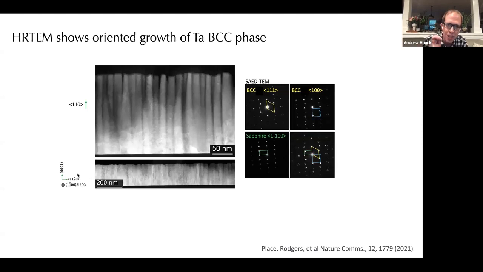It turns out that tantalum is not something that's easy to grow in its normal crystalline phase. So in bulk, tantalum is a BCC crystal, but if you grow it in thin film, it forms a hexagonal phase, which has much worse superconducting properties. But if you deposit it hot, you can actually get this near epitaxial growth with relatively large grain sizes.